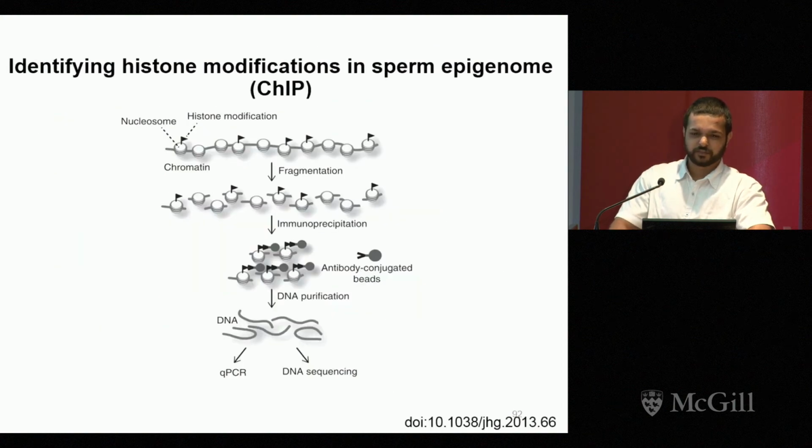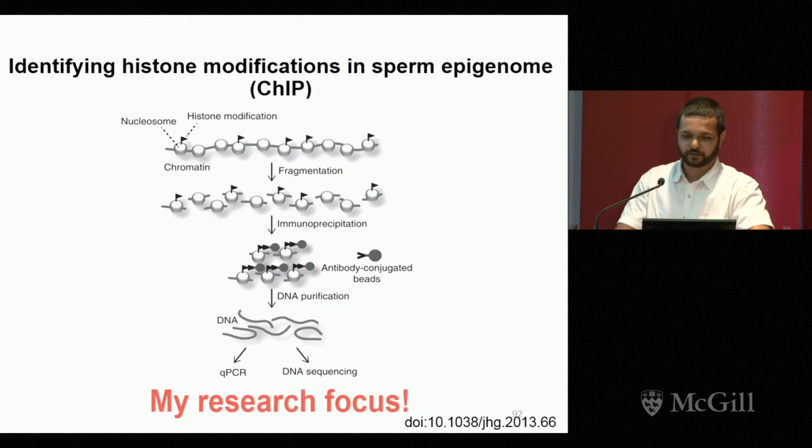The method by which we study this, I think everyone knows, is ChIP. We extract the chromatin and then fragment it into nucleosomes. The nucleosomes are then targeted by an antibody, and the process is called immunoprecipitation. The DNA is then extracted after purification and sent to the sequencing center. And from there, my research focus begins.